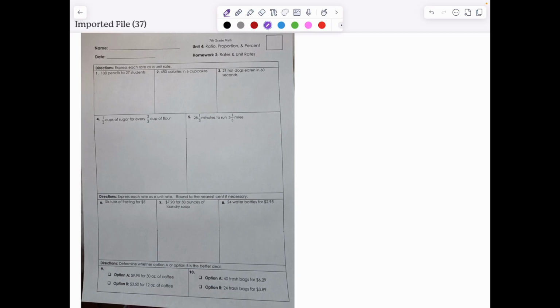So in the first example, you have 108 pencils to 27 students. So what we want to find out is how many pencils for one student. So you take 108 and divide it by 27, and then you get the unit rate, okay?